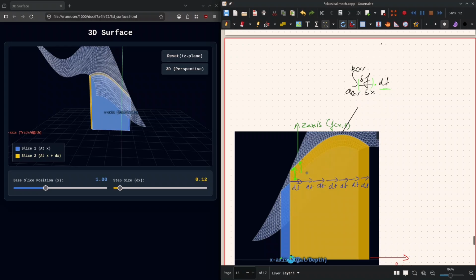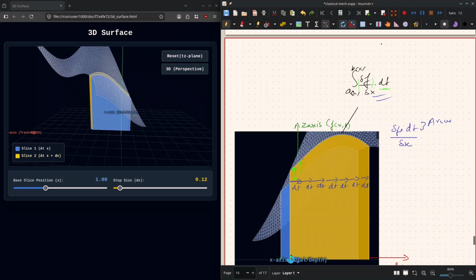Okay, so what we are actually doing is summing up these small dt times small changes in f, along the z-axis, per unit delta x. This is what this actually means. So this is the area.